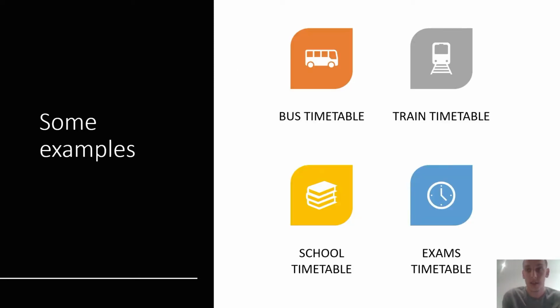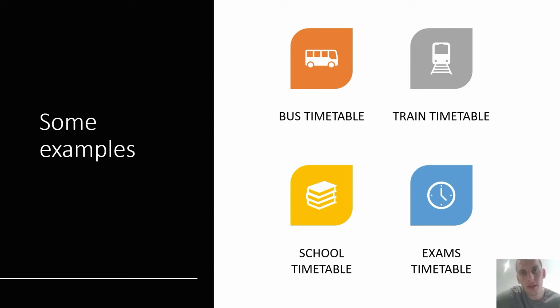Excellent. So these are 4 timetables I thought of, and I wonder if you've got them as well. So bus timetable, a train timetable, a school timetable, and an exams timetable. Now, I'm sure there's lots more types of timetables, and if you've got other ones that weren't on here, as always, make sure you comment below and let me know which timetables you were able to think of.